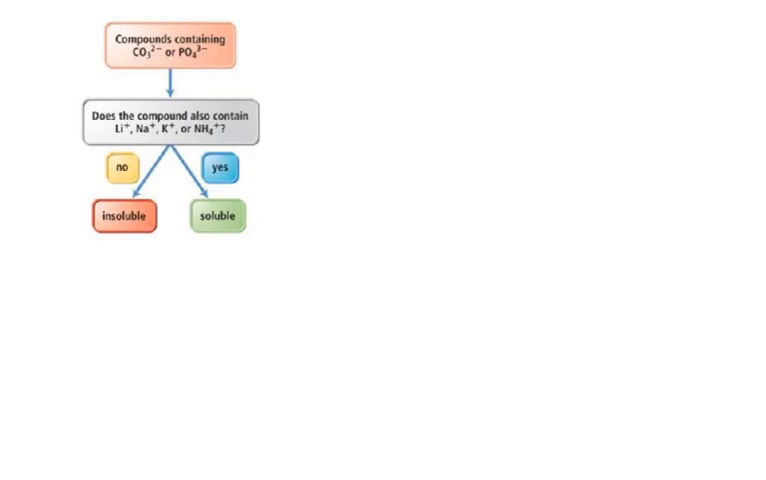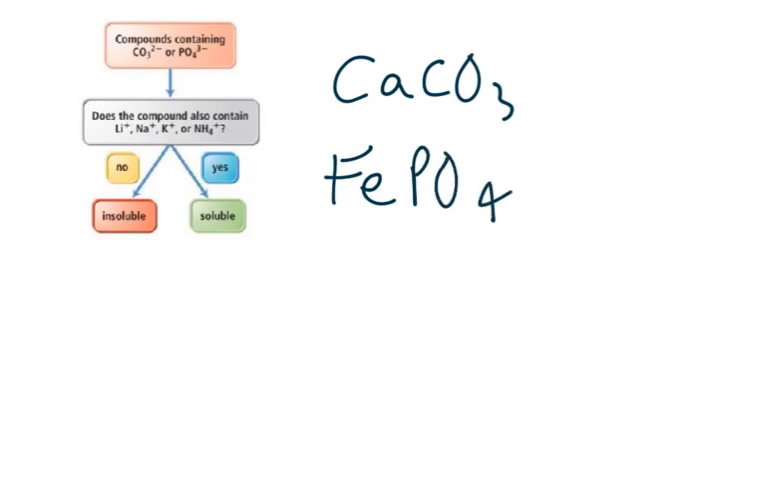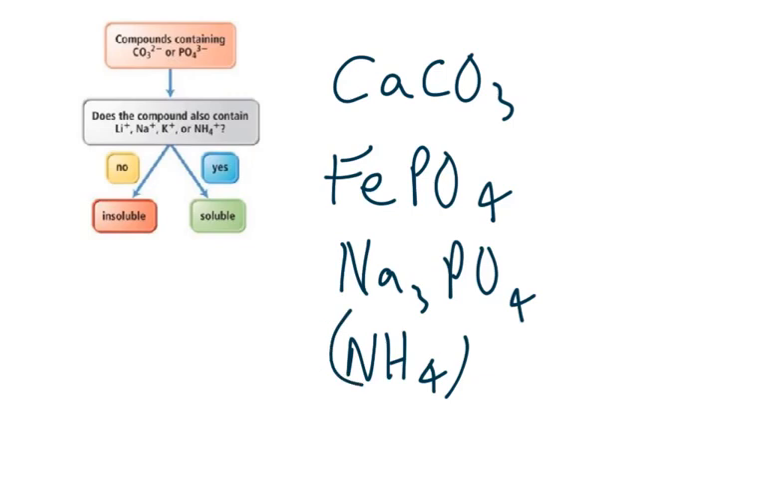So let's take a look at a couple of examples. Let's put here calcium carbonate. Let's put iron phosphate. Let's put here sodium phosphate. And let's put here ammonium carbonate. So the first one, calcium carbonate. Calcium is not an alkali metal. In fact, calcium is an alkaline earth metal. So according to this rule, if you don't have an alkali metal or ammonium, you're a precipitate. This is a solid.